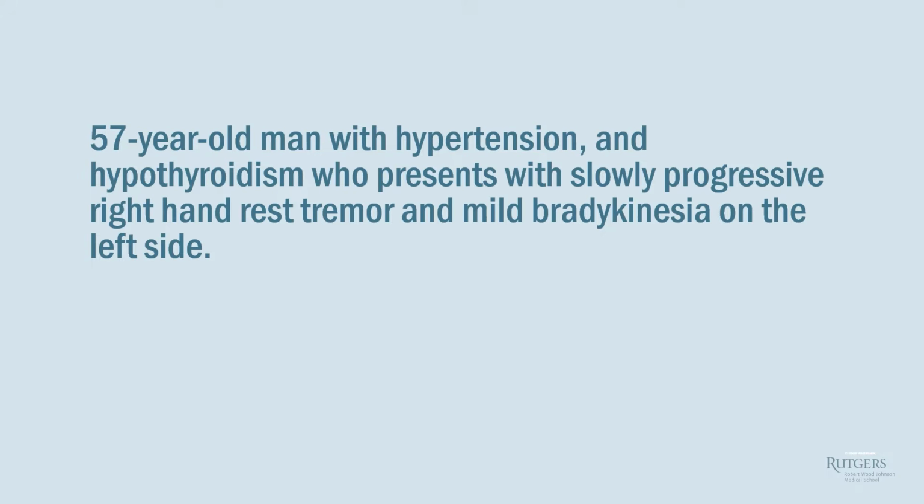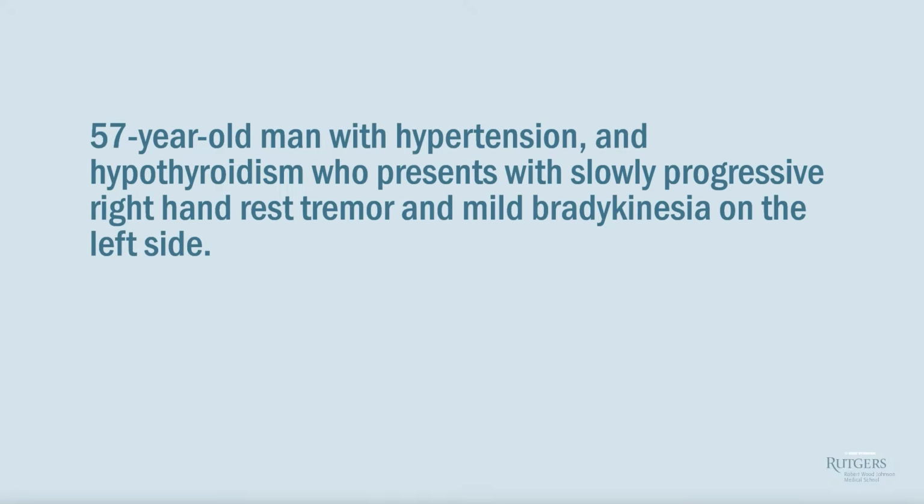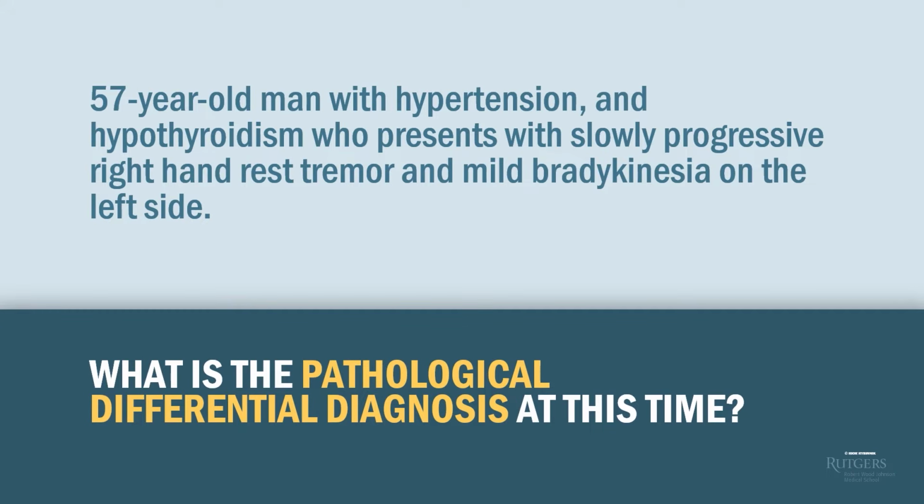So, in our 57-year-old man with hypertension and hypothyroidism who presents with slowly progressive rest tremor, predominantly in the right hand, and mild bradykinesia on the left side, what is the pathological differential diagnosis? I can just hear you scream, Parkinson's disease! That's one condition. Hold your horses. Let's just go step by step. The main chief complaint here is tremor, so let's start with that.